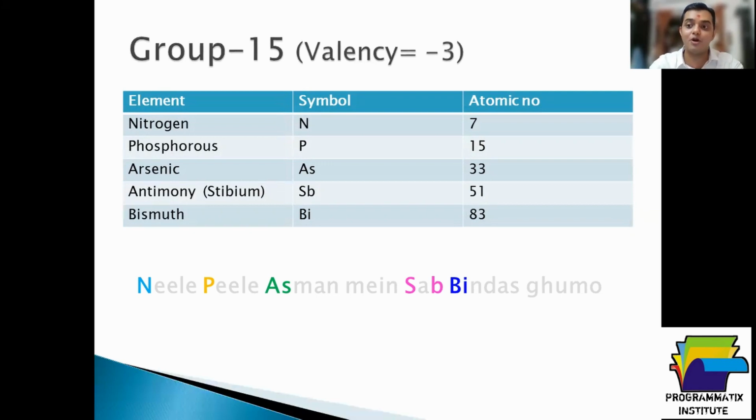33 is the atomic number of arsenic. 33 plus 18 will be 51. 51 is our antimony, the symbol is Sb. And 51 plus 32, if you do, 61, 71, 81 plus 2, 83. Again, I am reminding you all, don't remember the atomic number, remember the trick. That is easier to learn.